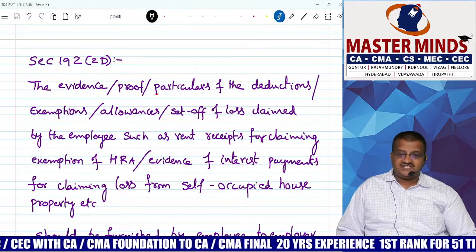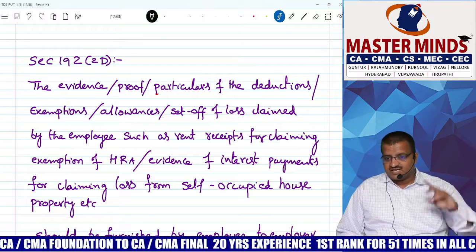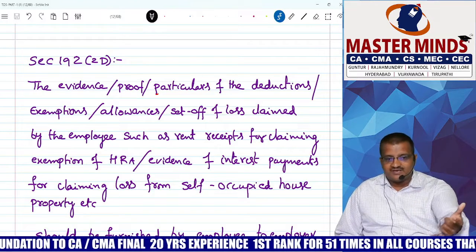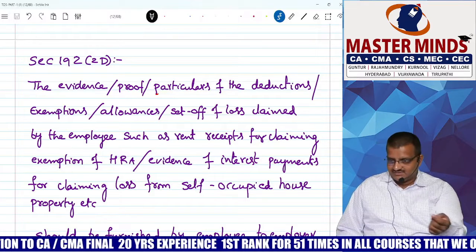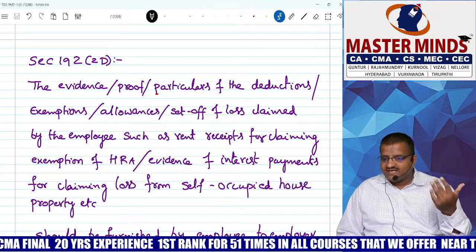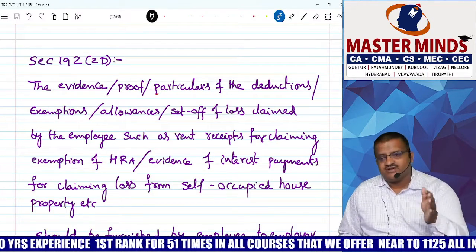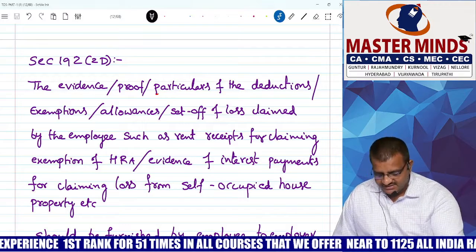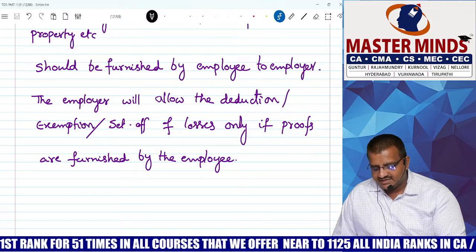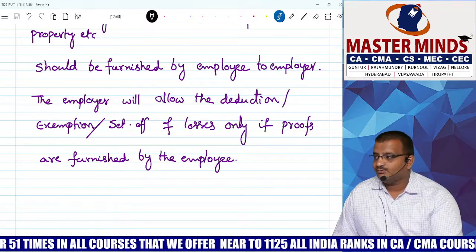Correct? Number 2, LTC. Sir, you have given LTC, no? Yes. Sir, I have been to different places. Show me the proof. Sir, see my Instagram. No. Bills. Give me the bills, the evidence. Then only I will deduct accordingly. Correct? For everything there must be evidence. So the employer will allow the deduction or exemption only if proofs are submitted by the employees.